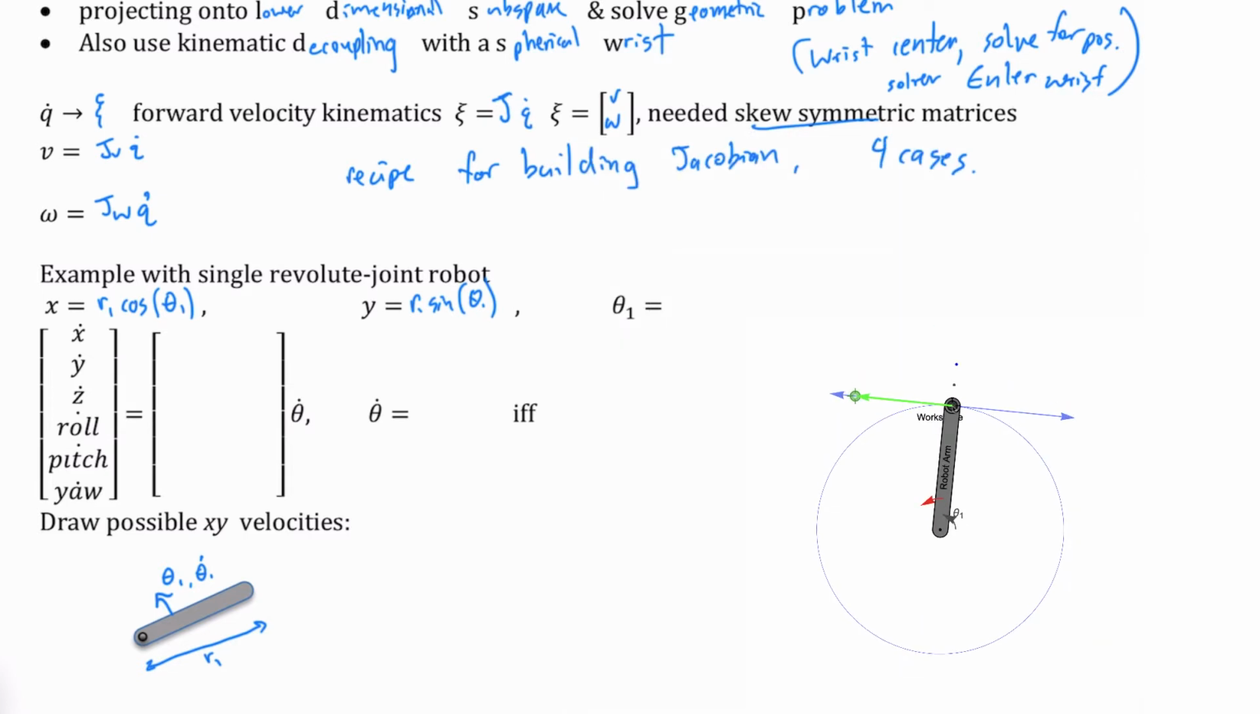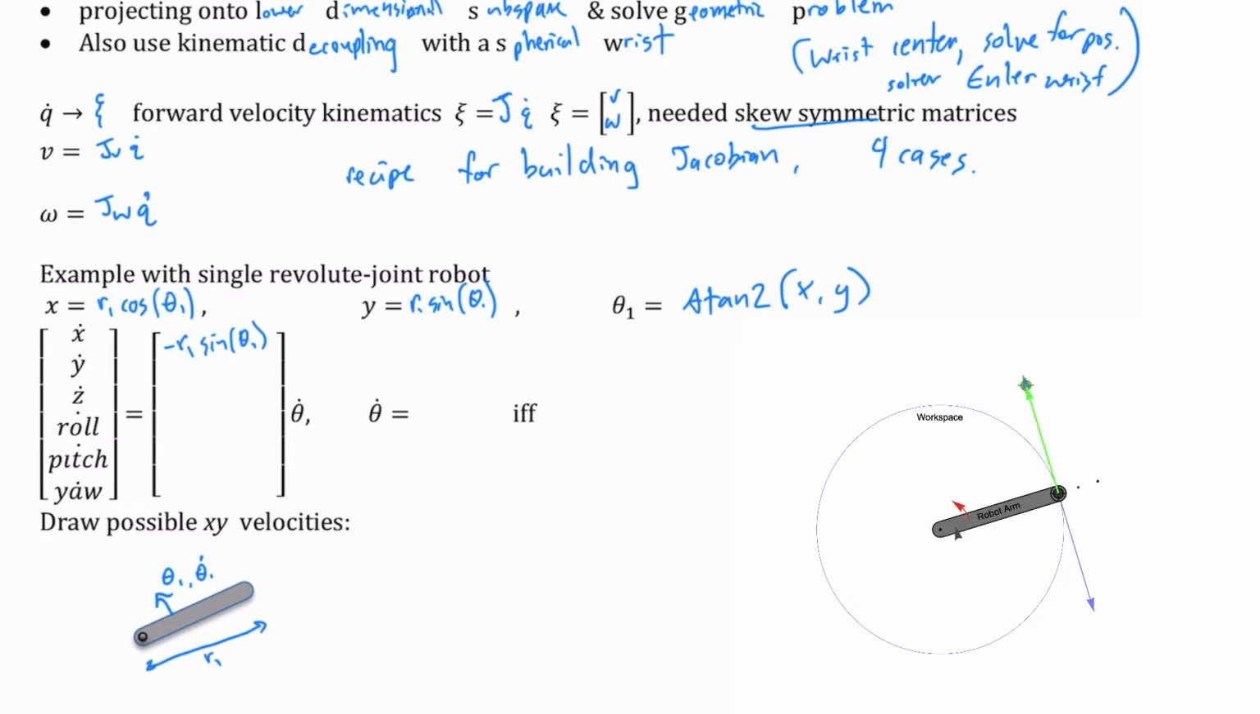And then my theta 1, if I wanted to solve directly from that, well, I would just take my x and my y positions and use my atan2. I put my x and my y. And again, the order of those depends on what programming language you're using for your 2-argument arctangent function. Now, if we want to know how is my x position changing, so that would be x dot, then we just take our derivative of this. So the derivative is going to be negative r1 sine theta 1, and my y dot, my speed in my y direction, is going to be r1 cosine of theta 1.